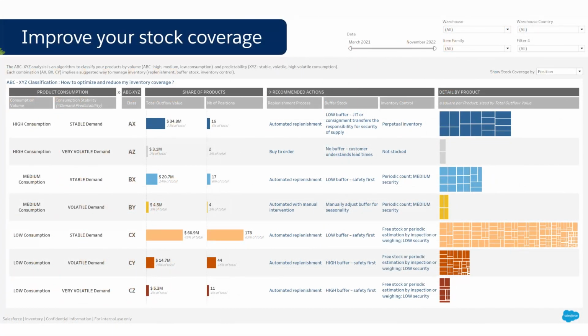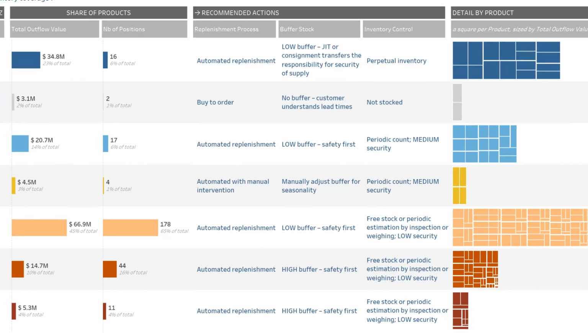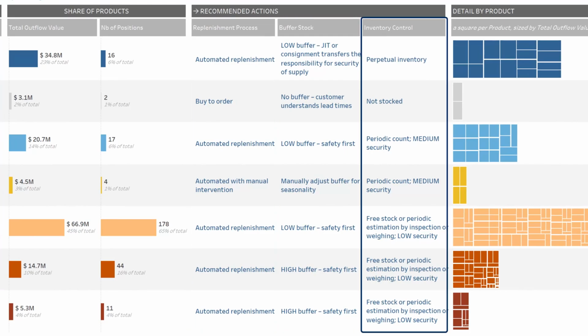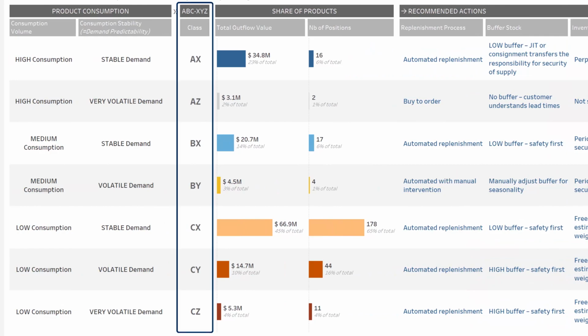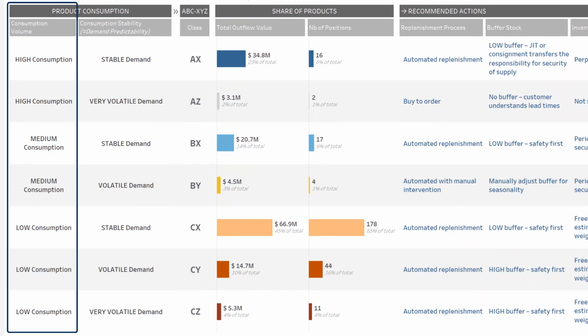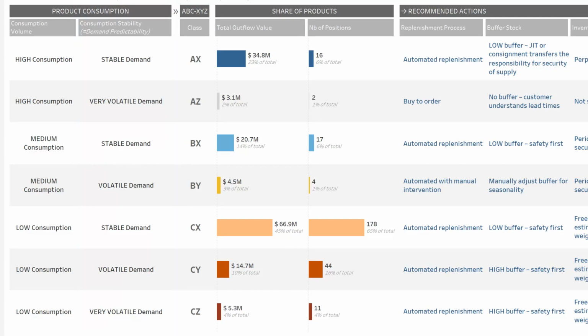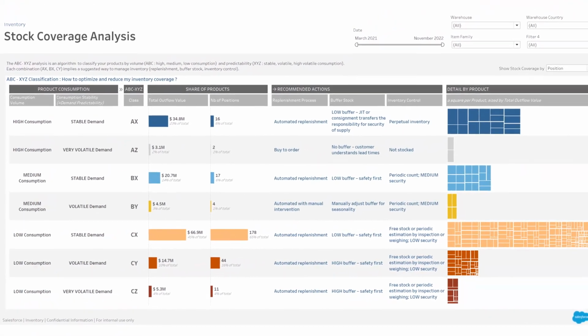Let's now improve your stock coverage. For each of your items, this accelerator provides you with recommendations on how to best manage replenishment process, buffer stock, and inventory control. These recommendations are based on a methodology called the ABCXYZ analysis. First, your items are categorized according to consumption volume: low, medium, and high. Then, your items are categorized according to consumption volatility: stable, volatile, very volatile. For example, a stable demand in the past for a given item allows predicting a future demand with a high reliability.